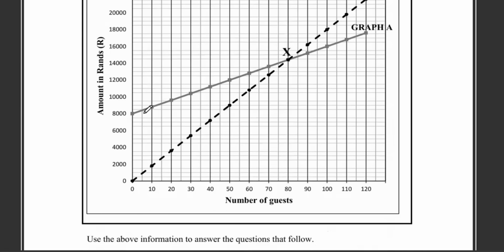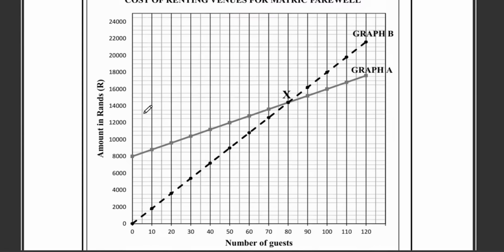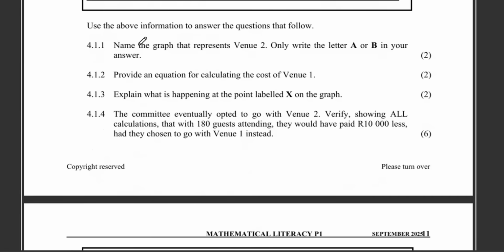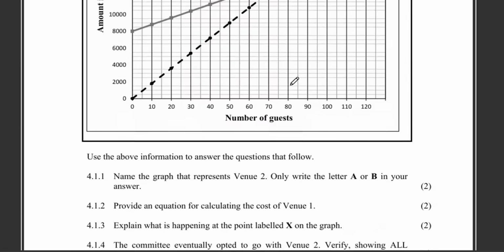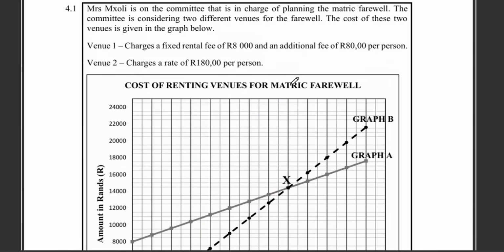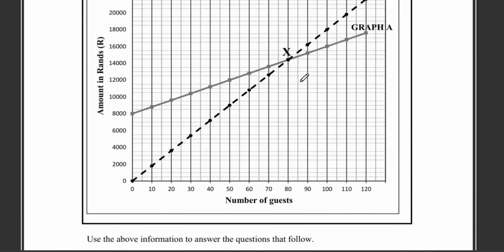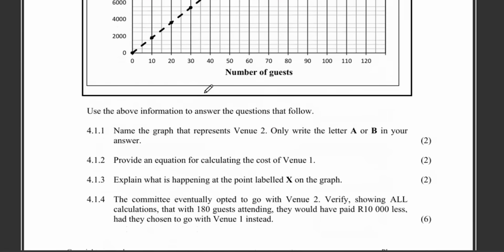So, we look at the questions that they want us to do. Name the graph that represents venue 2 only. Write the letter A or B in your answer. Remember venue 2, it starts straight away, charging per person at 180. That means without a person, nothing works. So it's this dotted one. Graph B. We have graph B.